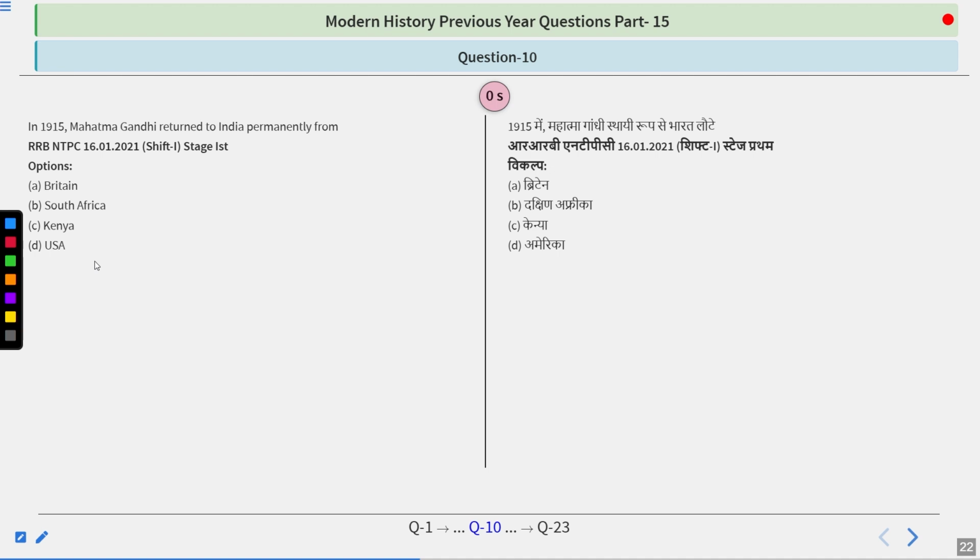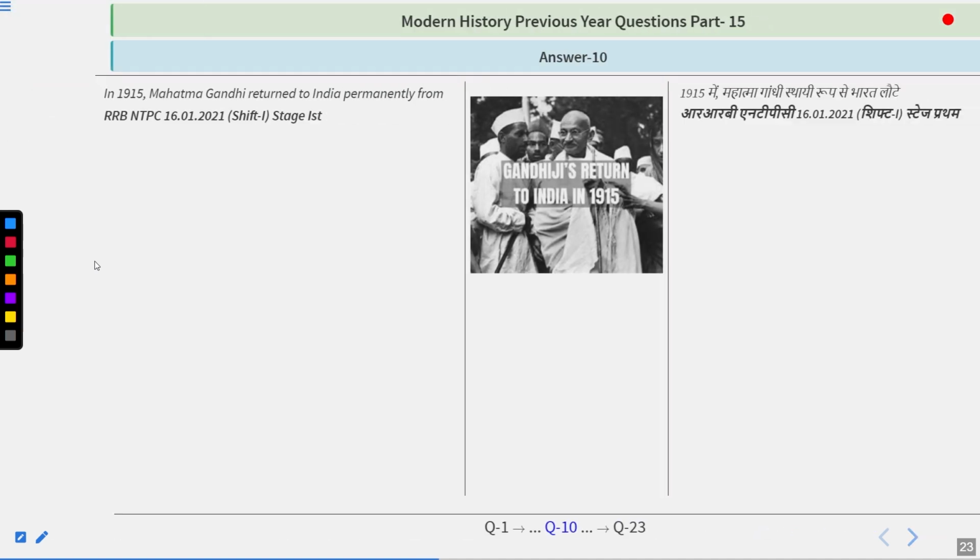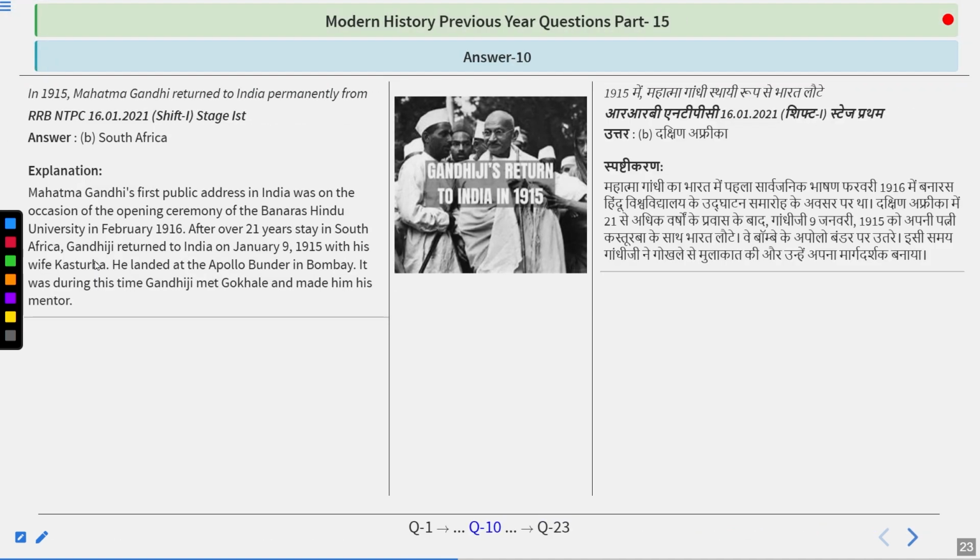So we just did this question, and I hope the answer is in front of you, because the answer is South Africa. Mahatma Gandhi's first public address in India was on the occasion of the opening ceremony of Banaras Hindu University in February 1916. After over 21 years' stay in South Africa, Gandhiji returned to India on 9 January 1915 with his wife Kasturba. He landed at the Apollo Bandar in Bombay. It was during this time Gandhiji met Gokhale and made him his mentor. So the answer is South Africa, and it was done in 1915.